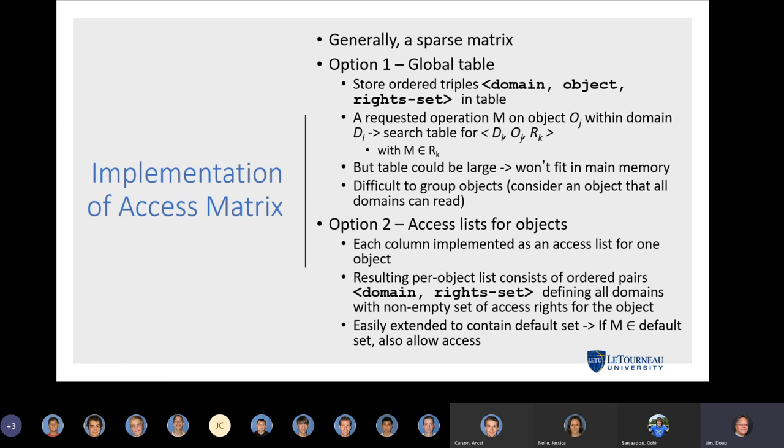So key things I want you to remember from this slide are the triples that are involved with the global table, and that in general, the access matrix is a sparse matrix. And so we look for ways to most efficiently store the access matrix in a way that doesn't consume all your memory or all your storage capability.